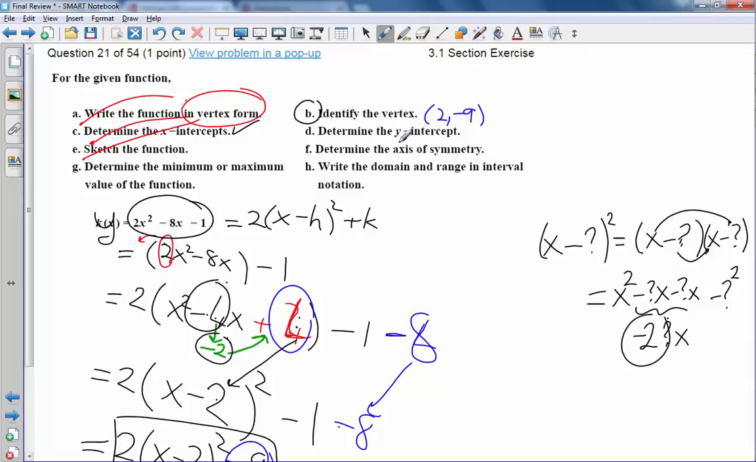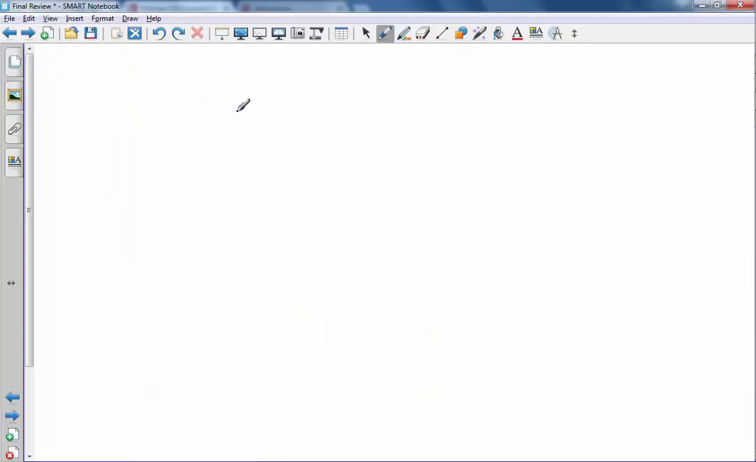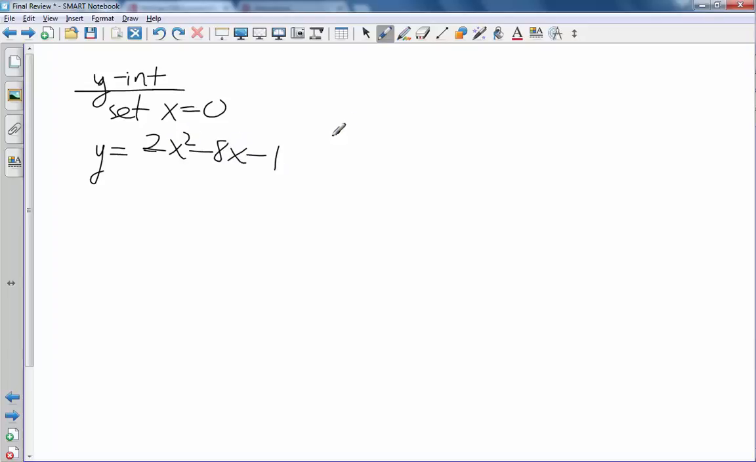Determine y-intercept. Oh, this is easy. You don't have to worry about it because y-intercept is found by setting x to 0, and it really doesn't matter which form you take. I will take the first one, 2x squared minus 8x minus 1. So this is so easy to evaluate. All you need to do is enter zeros here. You got it.